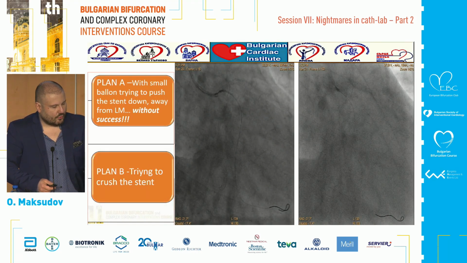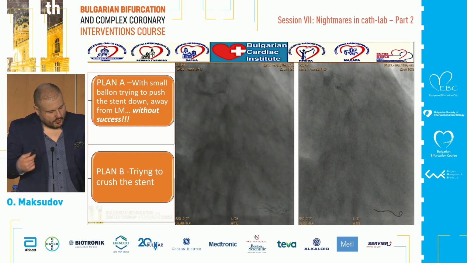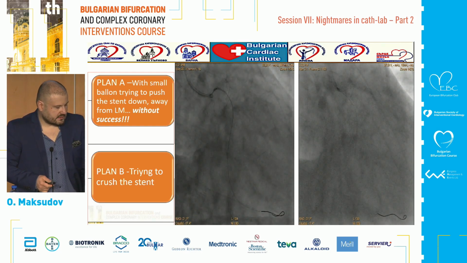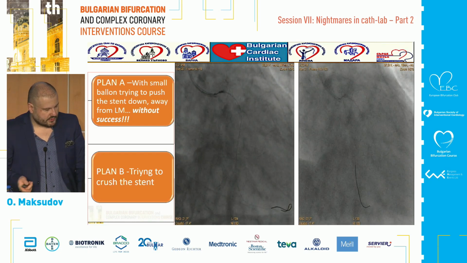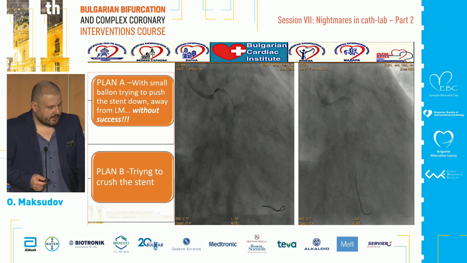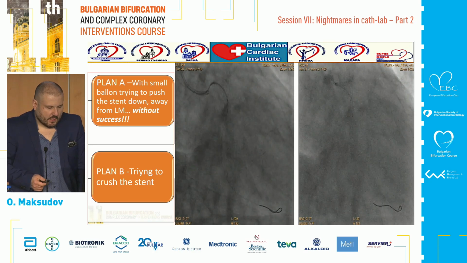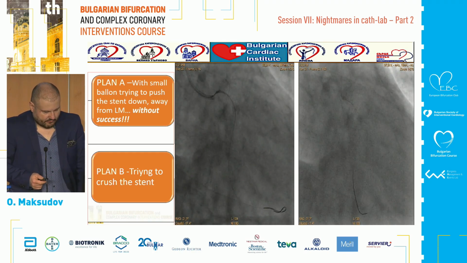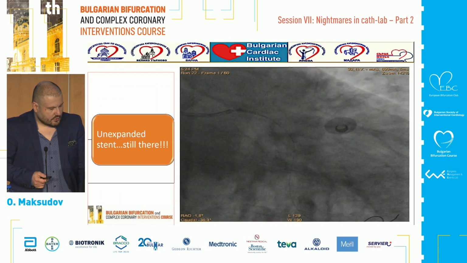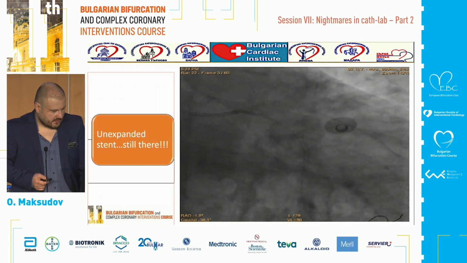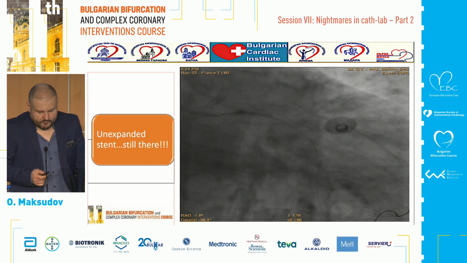First, I tried to go beyond the stent with a smaller balloon to inflate and pull the stent back. I didn't succeed in that. Then I tried to push the stent down away from the left main, but without success. Then I tried to crush the stent. Of course, the balloon didn't pass. So, as you can see, the unexpanded stent is still there.